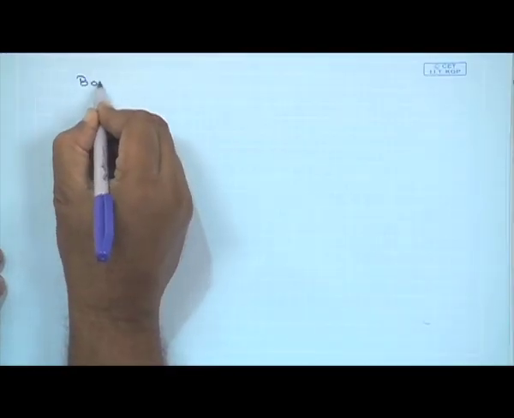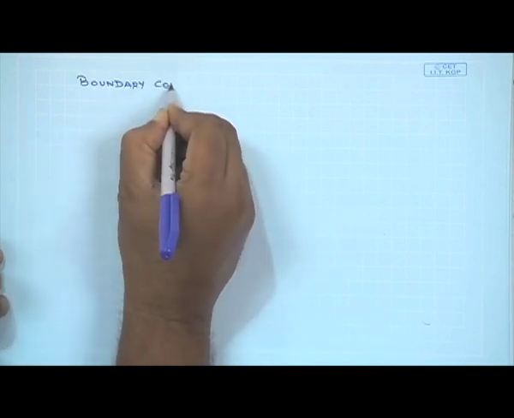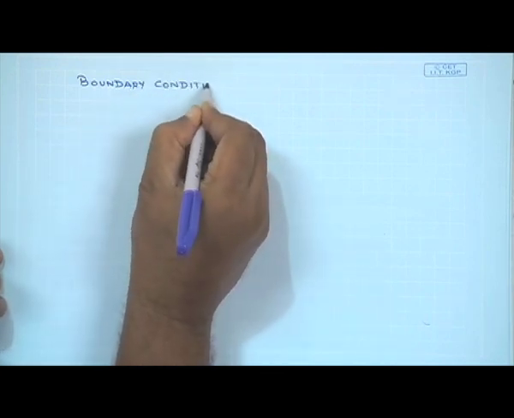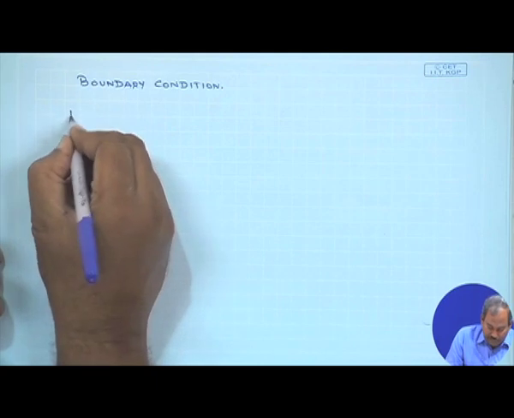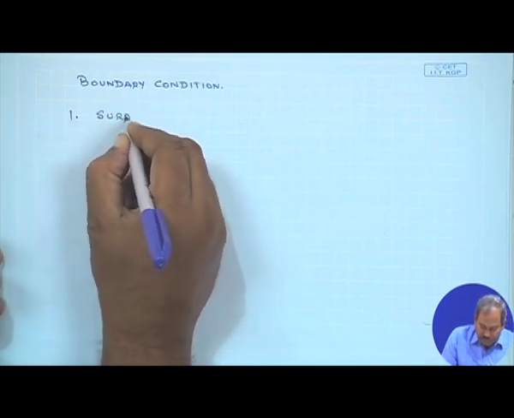So, the first boundary condition which is relevant in heat transfer is one is surface temperature known.